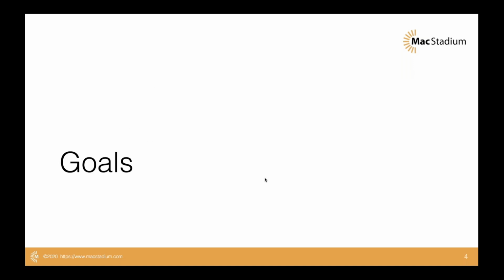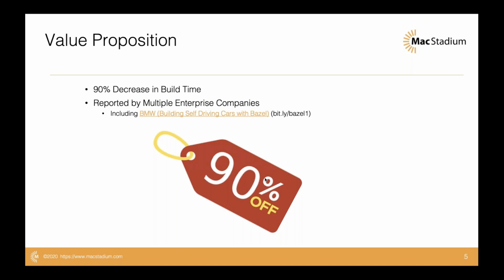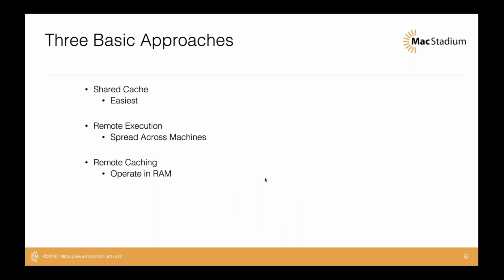So what's the goal of Bazel? Real simple: 90% off. That's pretty much the only thing anyone wants to talk about. That's not my number, and that's not Google's number. That's reported by a lot of enterprise groups, BMW being one of them, and that's the headline talk they gave at last year's BazelCon. They actually tried all three approaches I'm going to discuss at a high level here. When you say shared cache, a lot of people who are hardcore Bazel don't really consider that to be real Bazel. You're using a network-based cache, and it's easy.